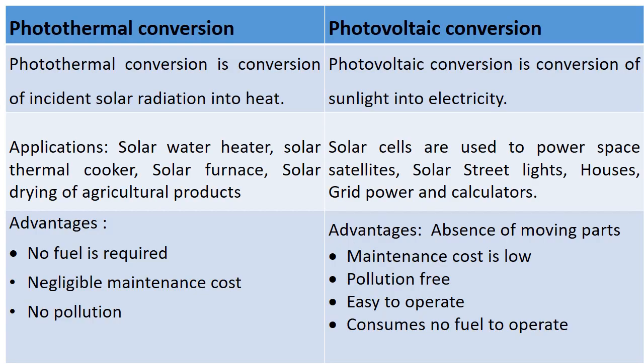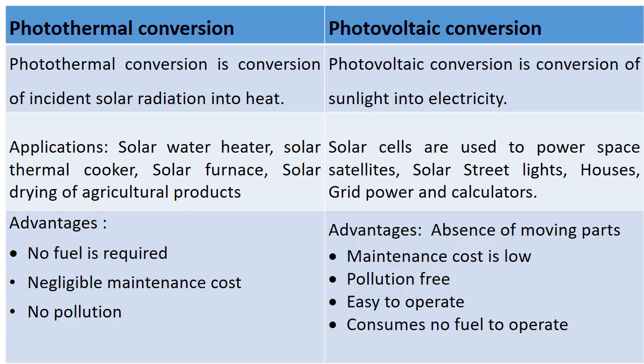So the various applications include solar water heater. That means the radiation is being used to heat water. Solar cookers. That means the solar radiation is being used for cooking. When compared to coal, the main advantages include no fuel is required, negligible maintenance cost, and it is pollution free.